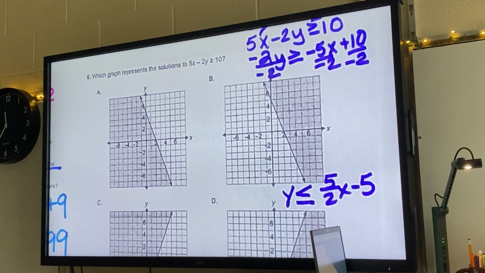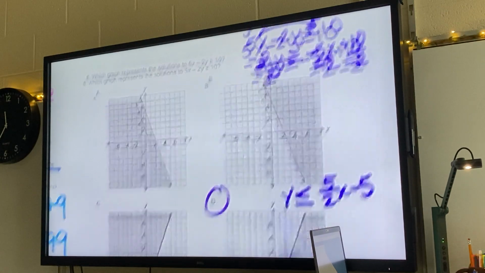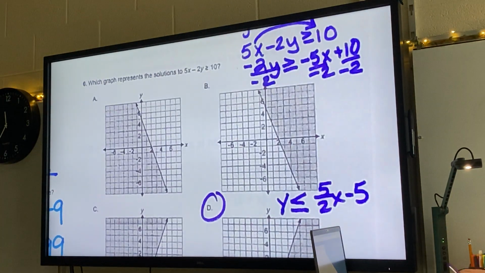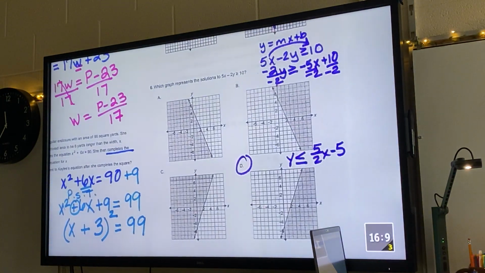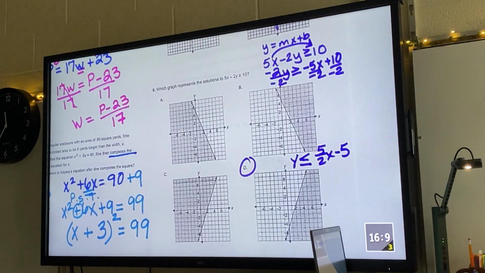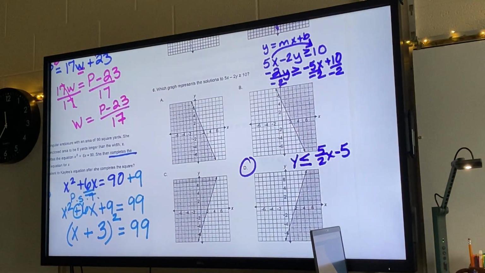So look at your answer choices. It's shaded below, it has a positive slope, and the y-intercept is negative 5. What answer has it got to be? D. But we will, of course, check that on Desmos. I'll zoom back out a little bit. And here's the thing. When you put it on Desmos, it doesn't have to be in slope intercept form.